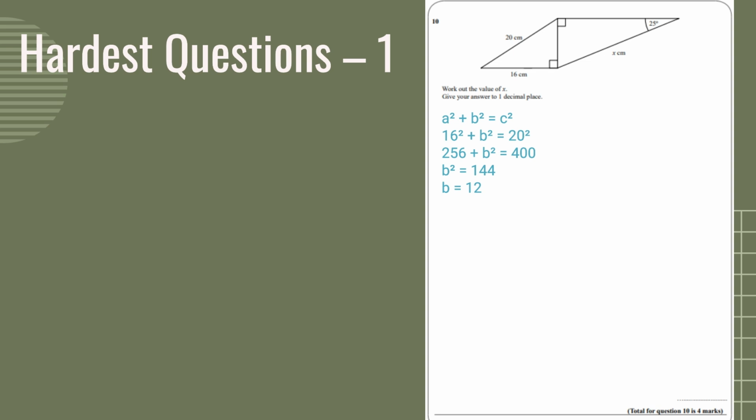As you can see, A, we don't need it, we only need O and H. So if we use sin, because we've got O and H, we do sin 25 equals 12 divided by x, meaning x equals 12 divided by sin 25. And to one decimal place, like the question asked us to, we get 28.4.